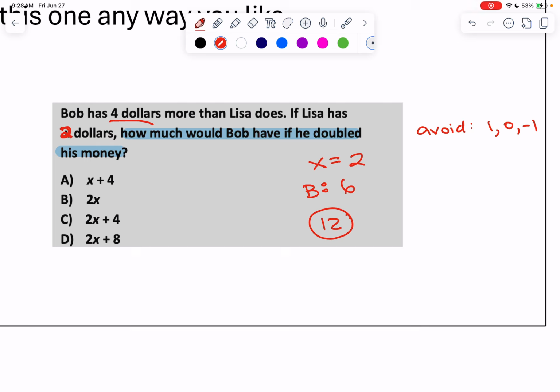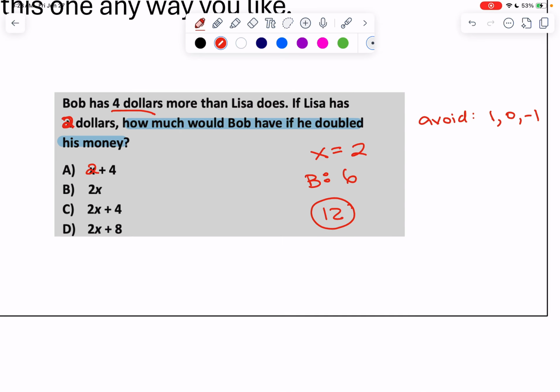Now you might be thinking, but Donna, I don't see any answer choices that say 12. Fine. Take a look. Remember, we said that our x now is 2. So answer choice A isn't x plus 4, it's 2 plus 4. And that gives us 6, which indeed is not 12. So we know that's not our answer.